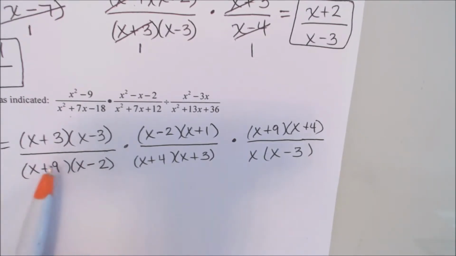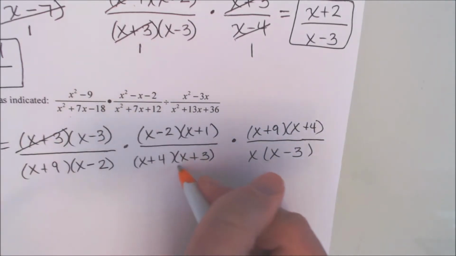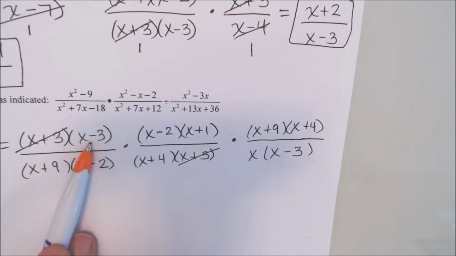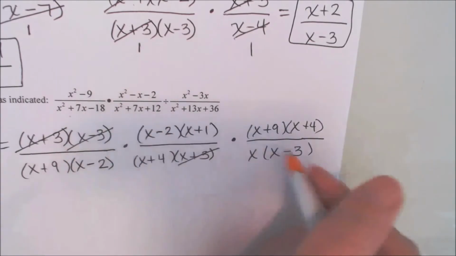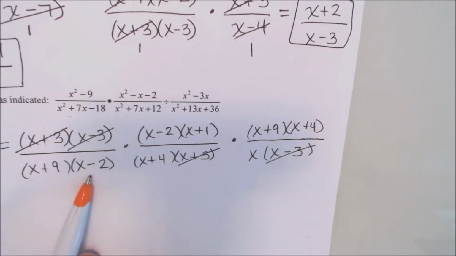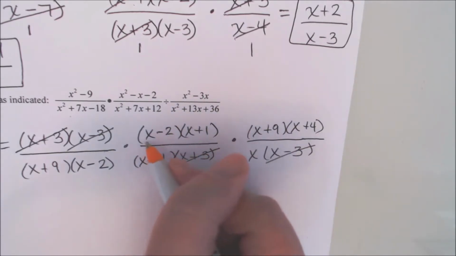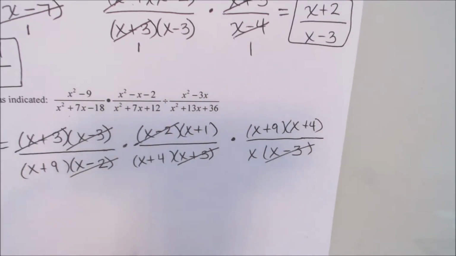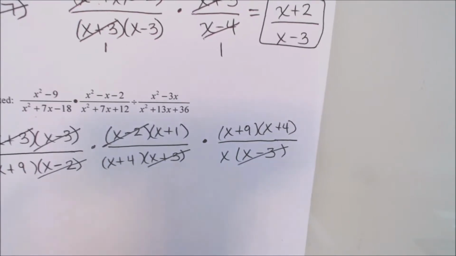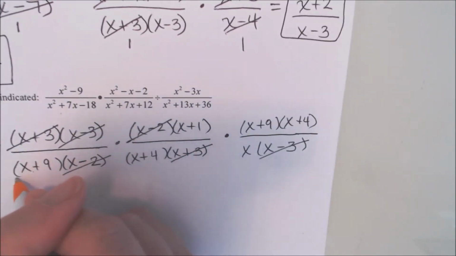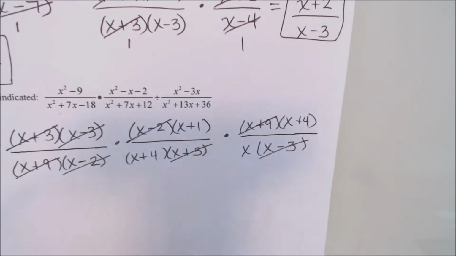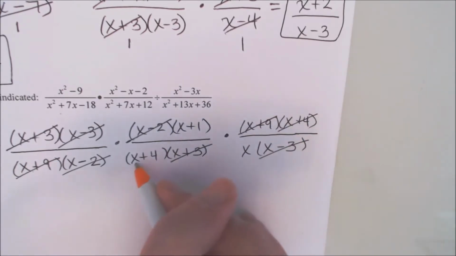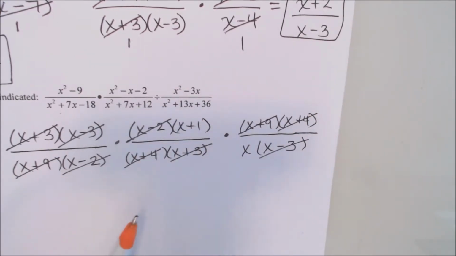So we've got x plus 3, and I see that we have an x plus 3 down on the bottom of the second fraction, so we're going to cross those out. What else? We have an x minus 3 in the numerator here and an x minus 3 in the denominator of the last fraction, so those are going to cross out. We have an x minus 2 in the denominator of the first fraction and an x minus 2 in the numerator of the second fraction. Anything else? We have the x plus 9 in the denominator of the first fraction and an x plus 9 in the numerator of the last fraction. And then we also have an x plus 4 in the numerator of the last fraction and an x plus 4 in the denominator of the second fraction.